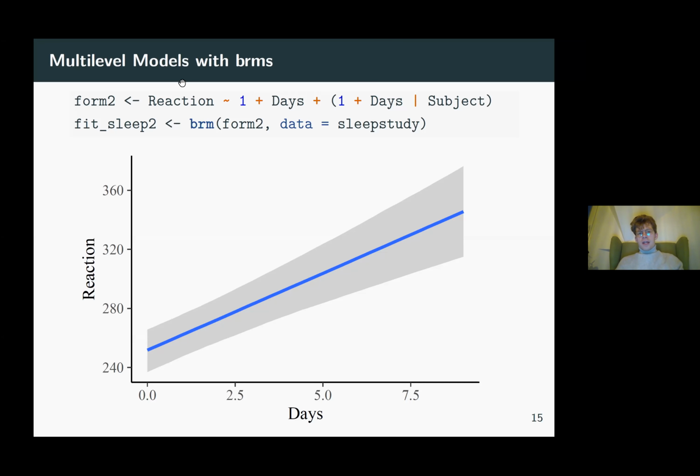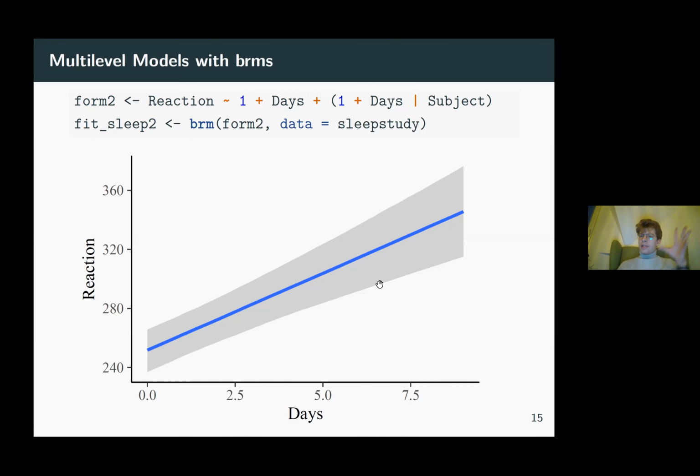So once we have specified the formula, we can again pass that to BRMS, fit the model, Stan is used behind the scenes, and then we're going to get this plot, which again still tells us the average effect of sleep deprivation across the days on the reaction time. But this time we have accounted for the fact that each 10 observations belonged to one subject.